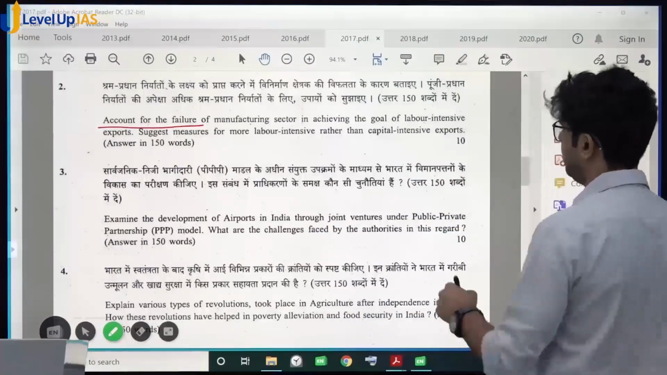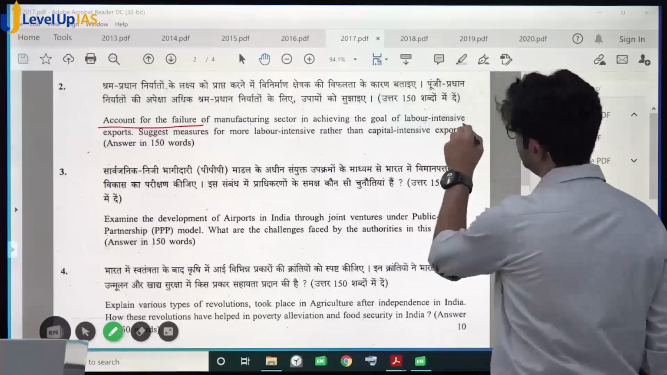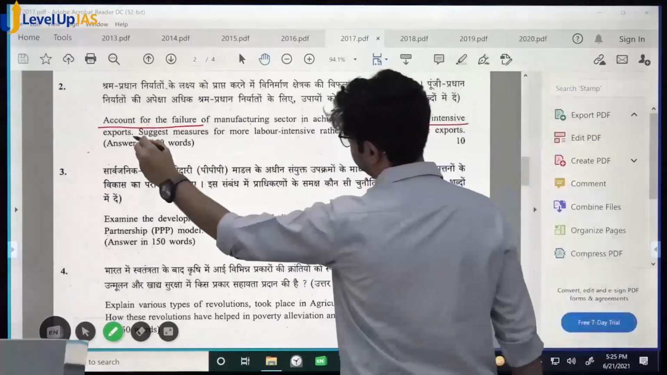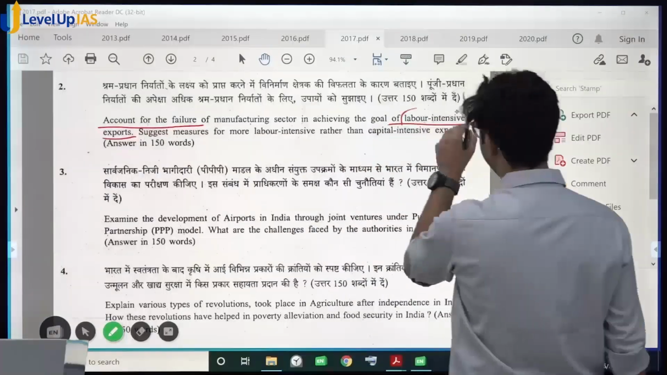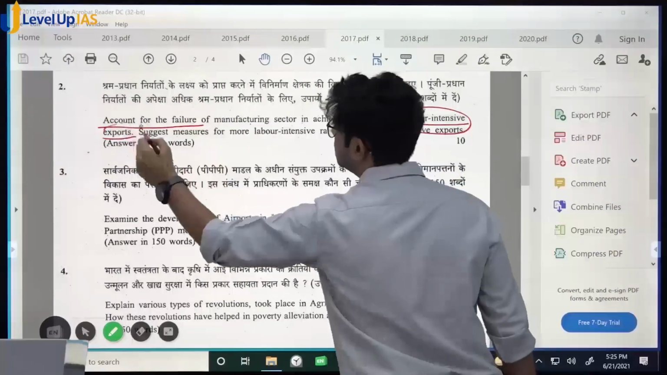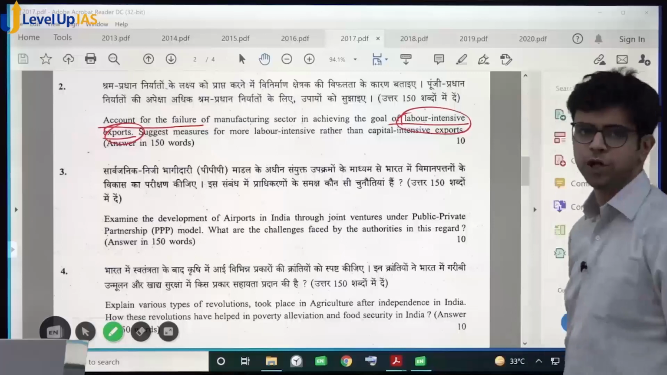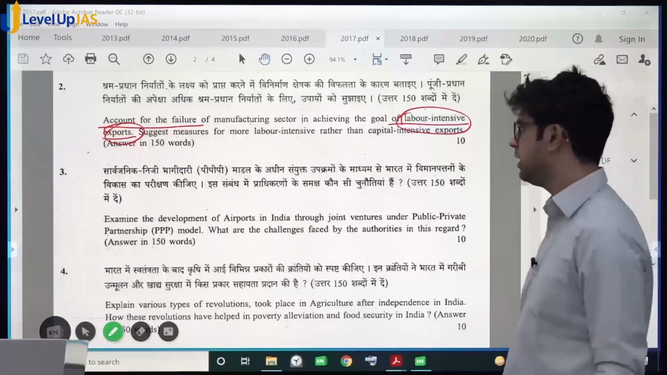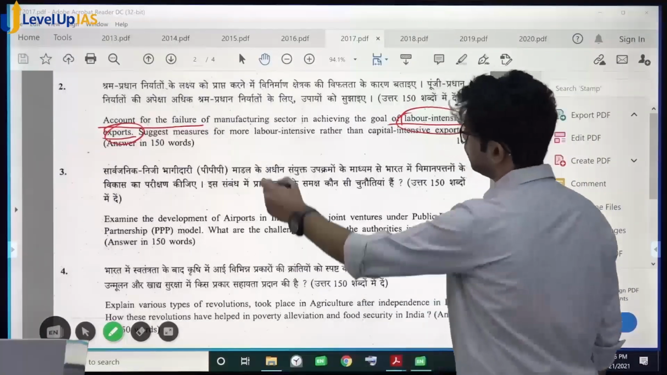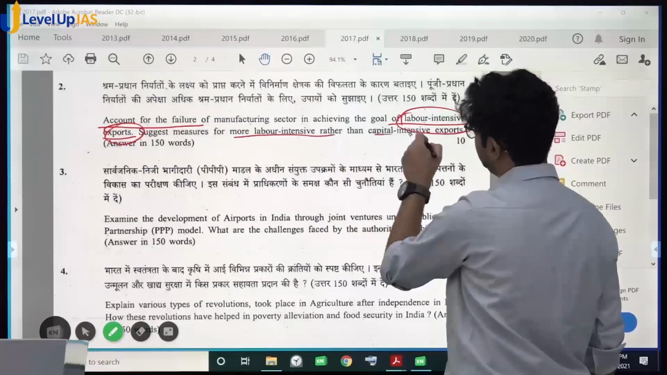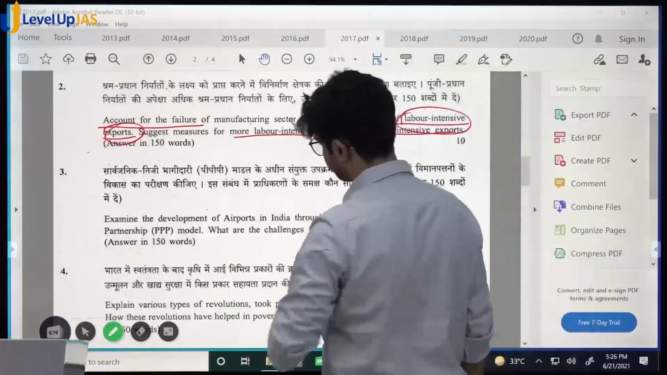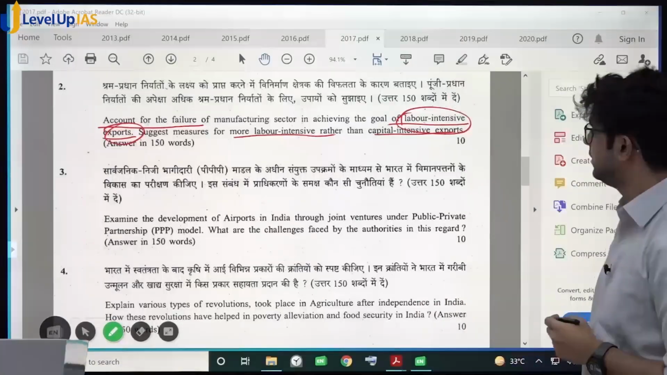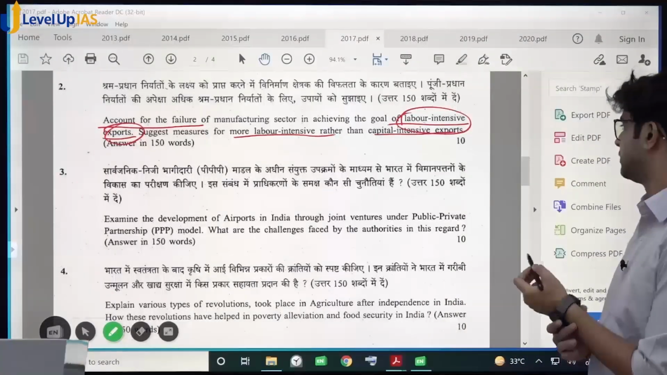Account for the failure of manufacturing sector in achieving the goal of labor intensive exports. What do you mean by labor intensive exports? More people are required to produce a commodity and then to export that. And suggest measures for more labor intensive rather than capital intensive exports.